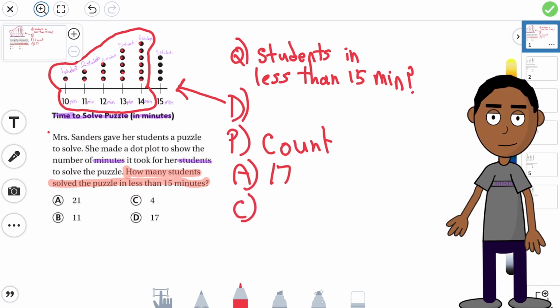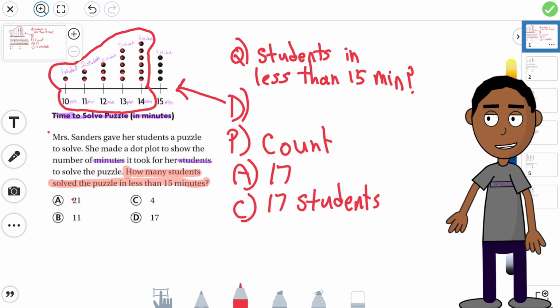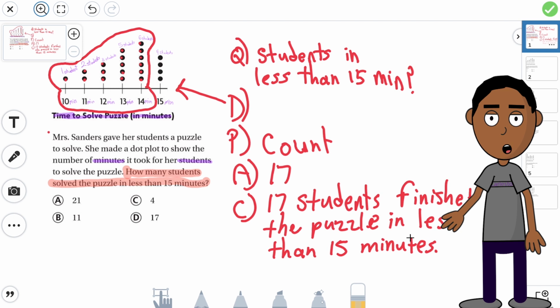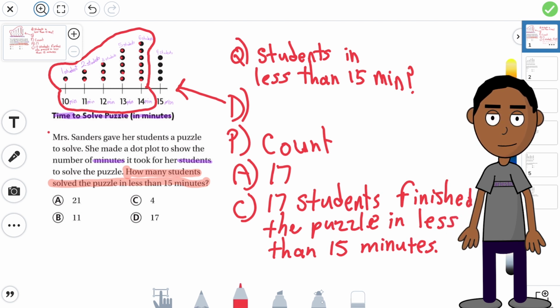So I'm going to go ahead and, for check, write 17 students finished the puzzle in less than 15 minutes. So now I know that the answer to the problem is answer choice D. And that is how we QtPack problems like this on Seesaw.